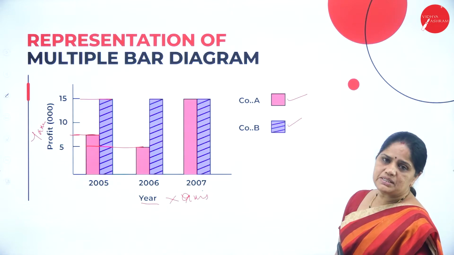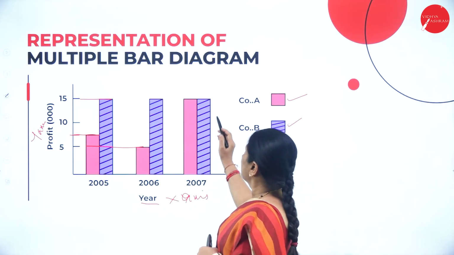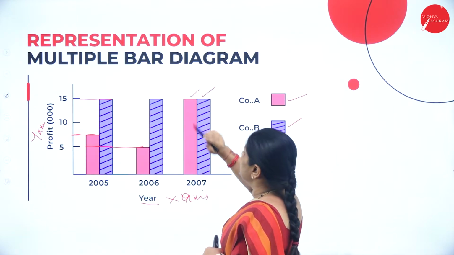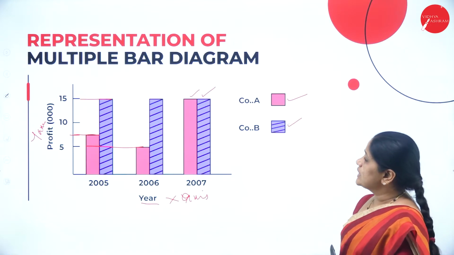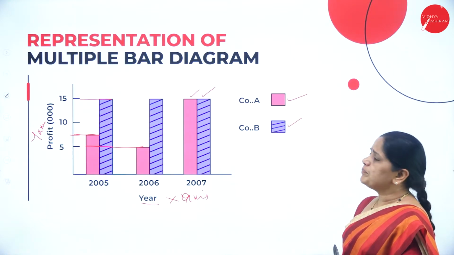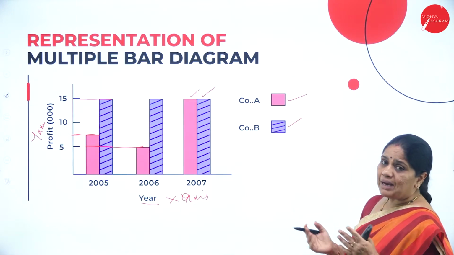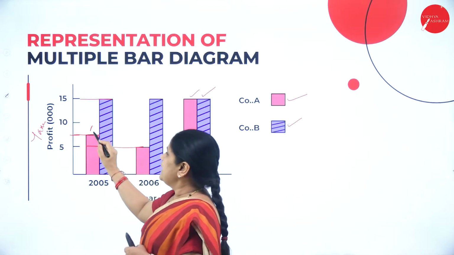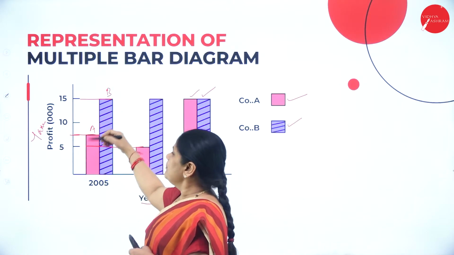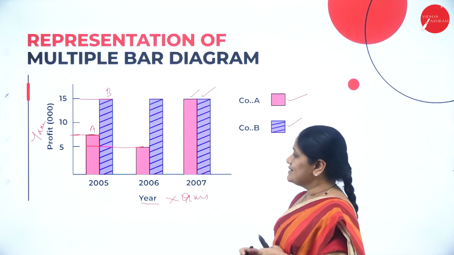Whereas company B's profits are still stable. And in the year 2007, both company A and B are in an equal position. Both A and B have secured 15,000 profits. So with the help of the pictorial multiple bar diagram, by clubbing both company A and company B, we will be able to see the performance in the form of a bar diagram.